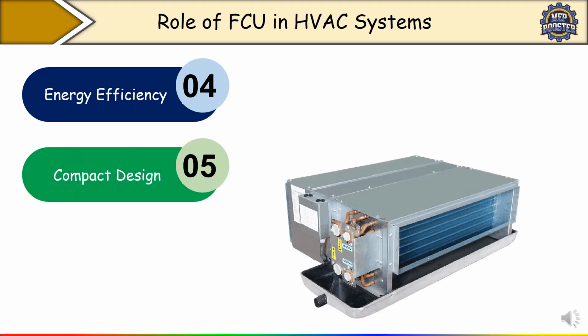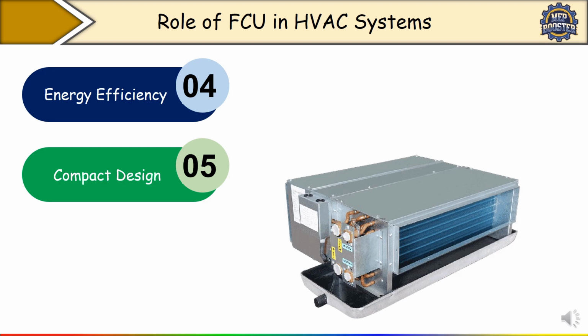Next is the compact design. Okay, the next role of FCU in HVAC is compact design. So FCUs are compact and versatile in installation, making them suitable for a wide range of spaces, including those with limited space. FCUs can be installed in the ceiling, walls or underfloor and are generally smaller than a large air handling unit, making them suitable for tight spaces. Okay, their compact size also allows easy retrofitting into older buildings.